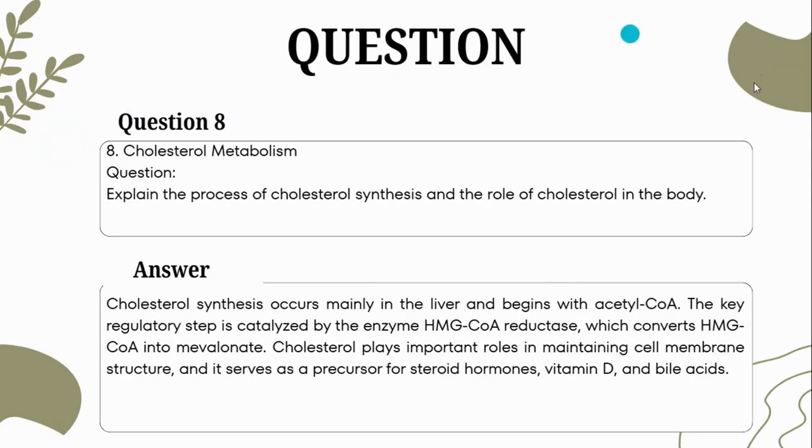Next question is about cholesterol metabolism. Explain the process of cholesterol synthesis and the role of cholesterol in the body. Cholesterol synthesis occurs mainly in the liver and begins with acetyl-CoA. The key regulatory step is catalyzed by the enzyme HMG-CoA reductase, which converts HMG-CoA into mevalonate. Cholesterol plays important roles in maintaining cell membrane structure, and it serves as a precursor for steroid hormones, vitamin D, and bile acid.